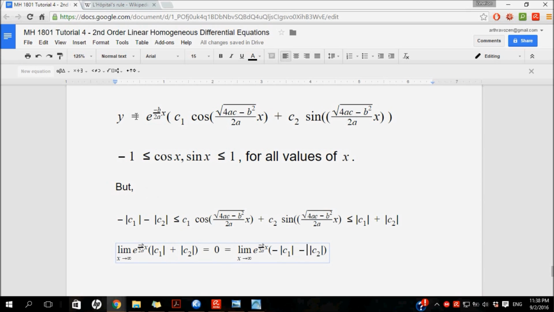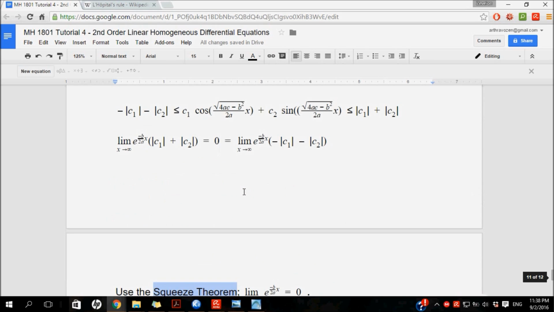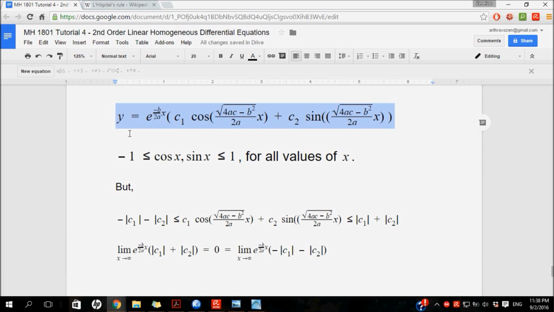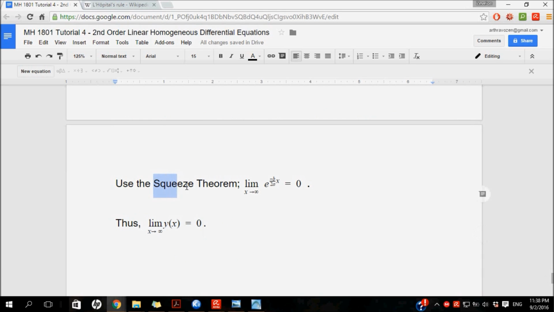So by the squeeze theorem, the solution here is always going to be bounded by two terms, and taking the limit as x tends to infinity of the two bounds will give you 0. So the squeeze theorem tells us that the limit of y as x tends towards infinity must also be 0 using the squeeze theorem. And that is precisely the solution to this question.